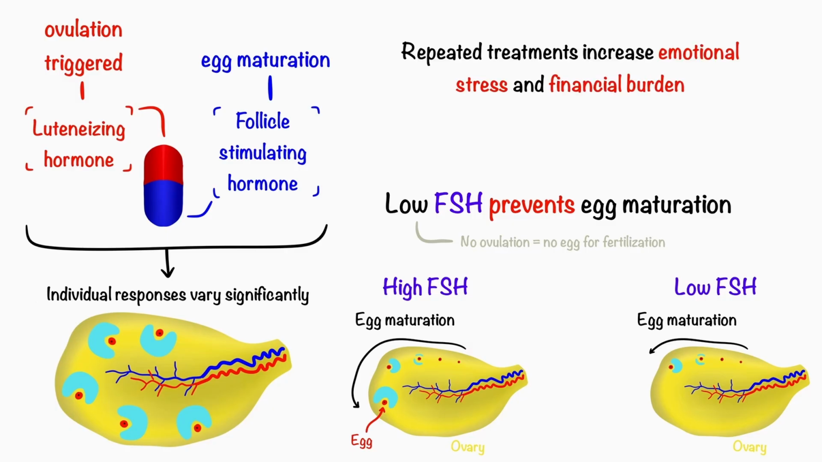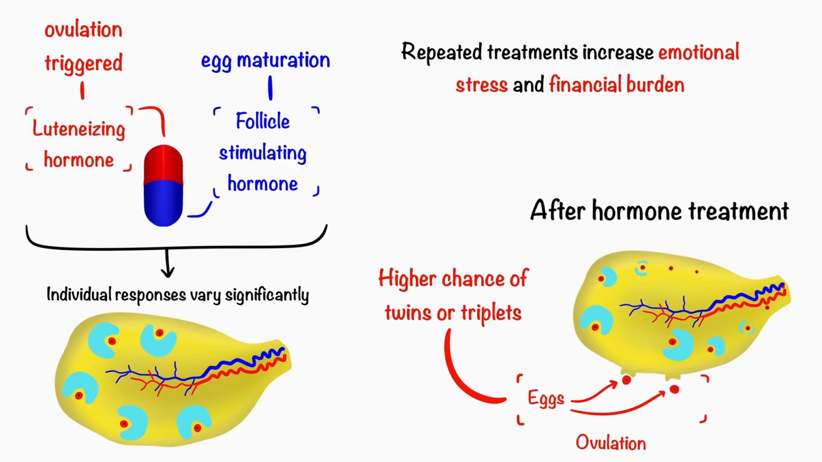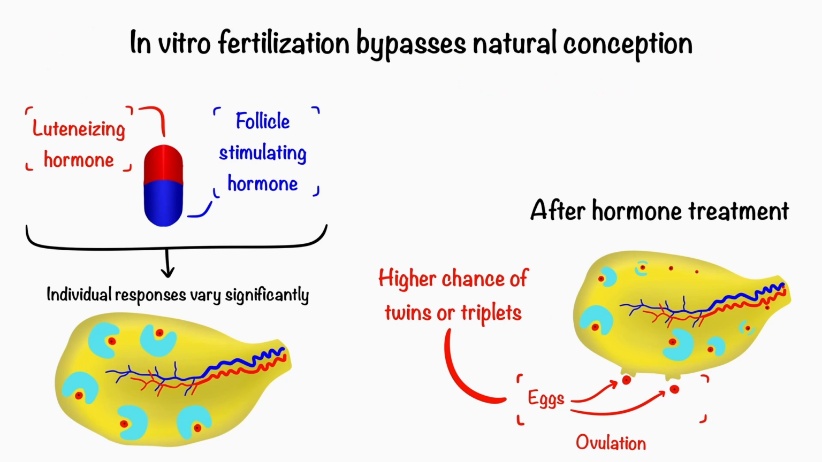Some women may need multiple attempts before achieving pregnancy, which can be expensive and emotionally challenging. Another potential issue is that hormone treatments can sometimes stimulate too many eggs, resulting in multiple pregnancies, such as twins or triplets. For couples who still struggle to conceive using hormone treatments alone, in vitro fertilization, IVF, provides another option.